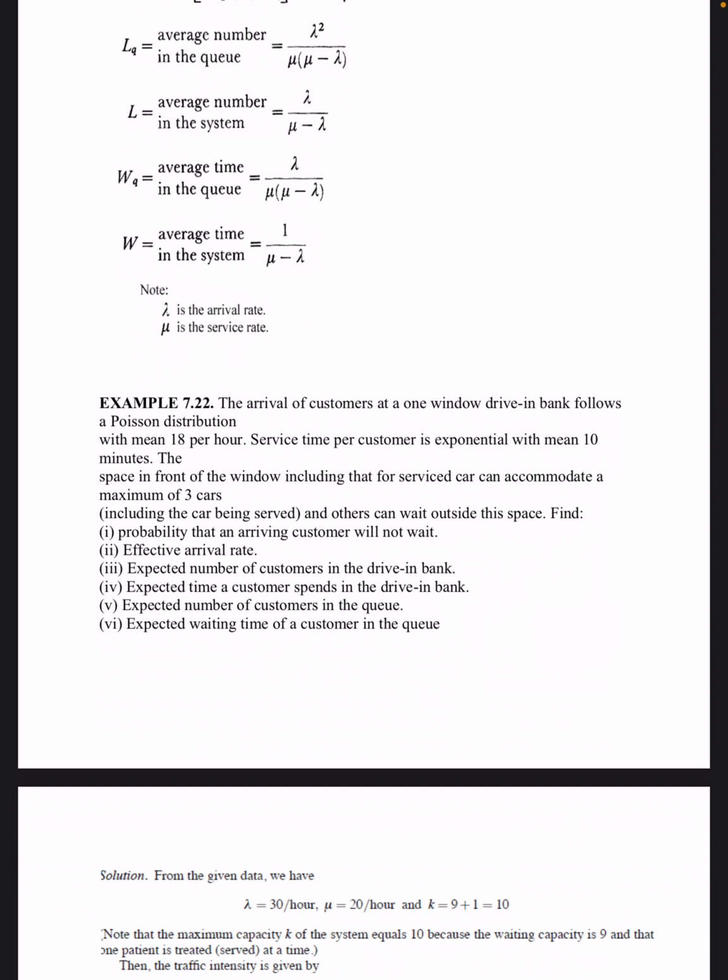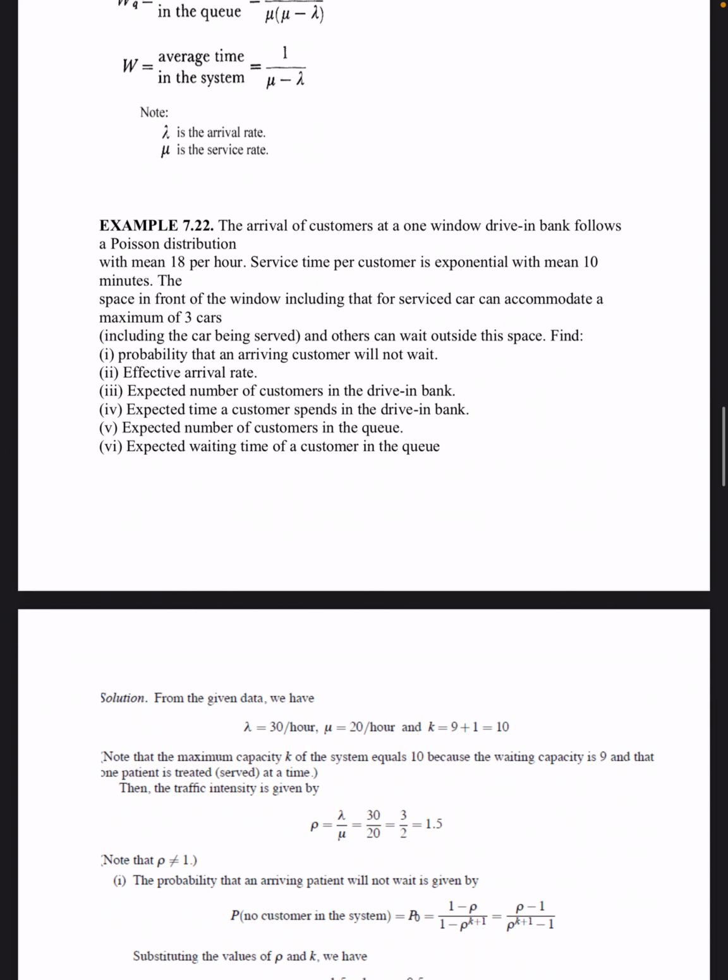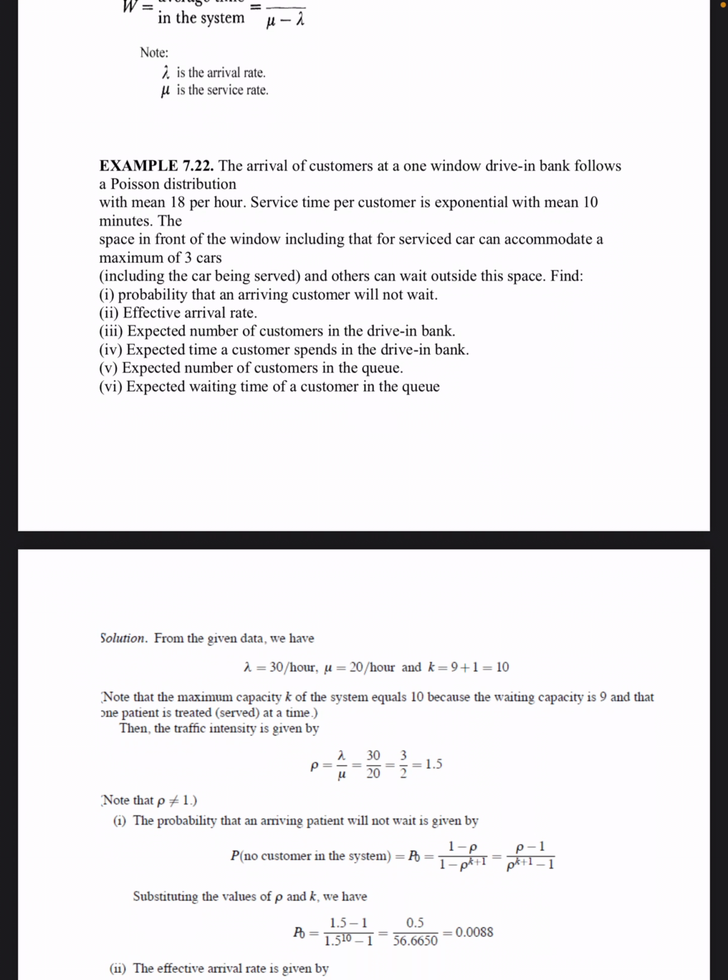Find first, the probability that an arriving customer will not wait, the effective arrival rate, the expected number of customers in the drive-in bank, the expected time a customer spends in the drive-in bank, the expected number of customers in the queue, and the expected waiting time of a customer in the queue.